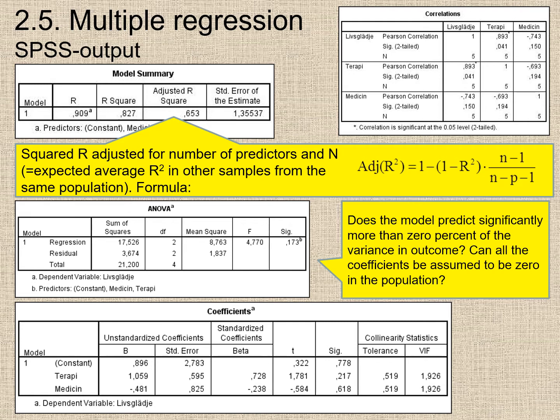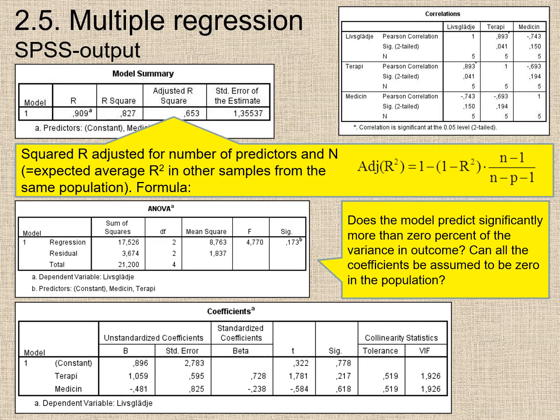Let's imagine we draw some other sample from the same population. And then we use the same intercept and the same regression coefficients to make predictions in this other sample. Will we get 83% explained variance in that sample?